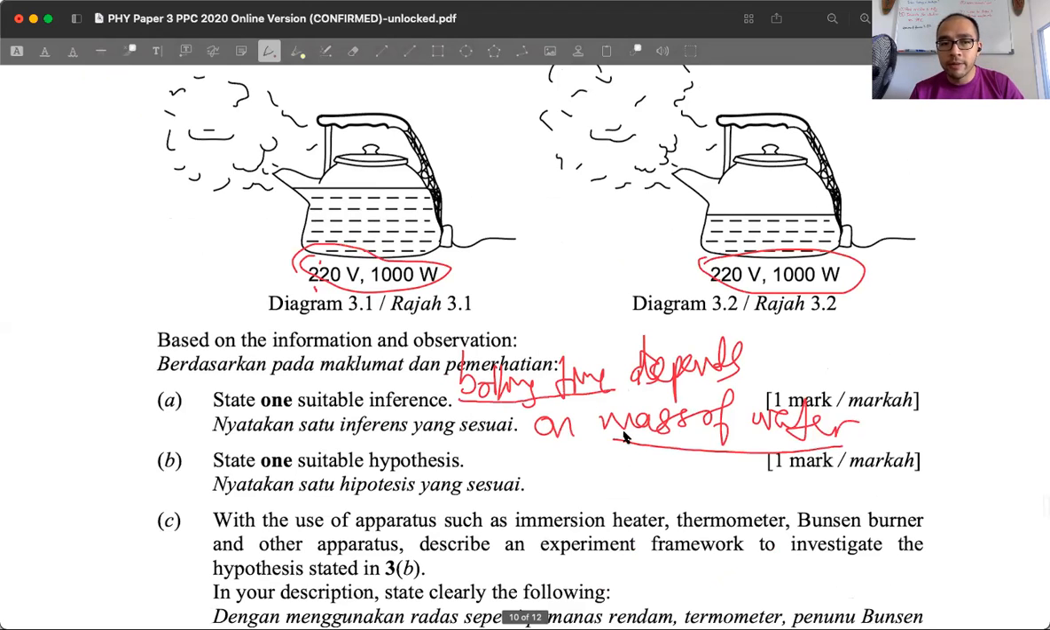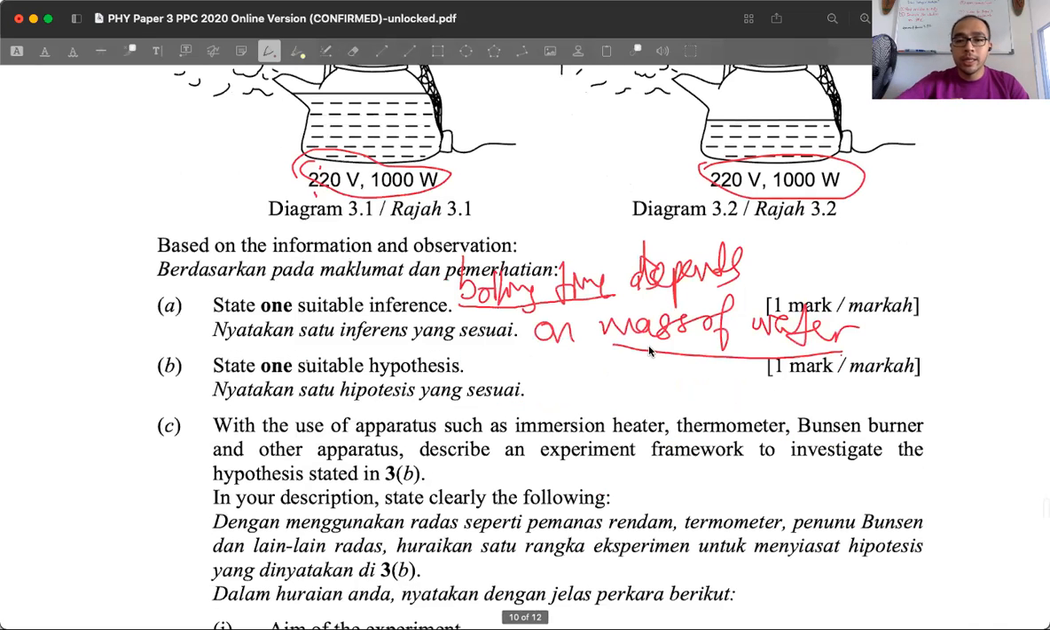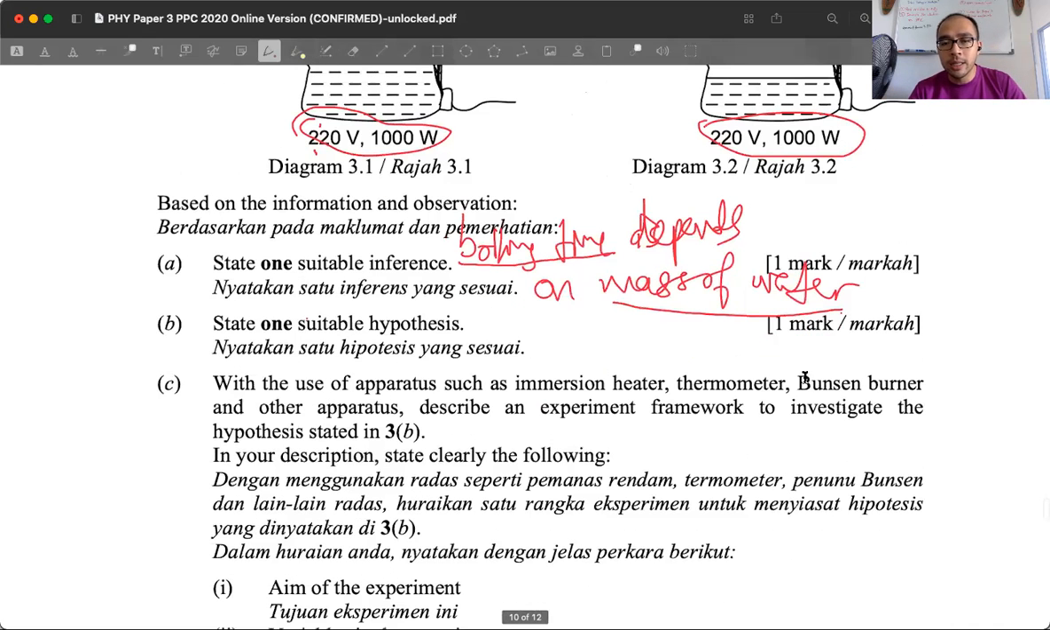Once you have these two variables, you can write the hypothesis. The bigger the mass of water, the bigger the boiling time. Okay. And then after that, immersion heater, thermometer, Bunsen burner. Actually, this is also a mistake. There shouldn't be a Bunsen burner. Tapi kalau kamu guna eksperimen kamu with the Bunsen burner, I will terima lah. But immersion heater is the actual correct one lah, and thermometer.